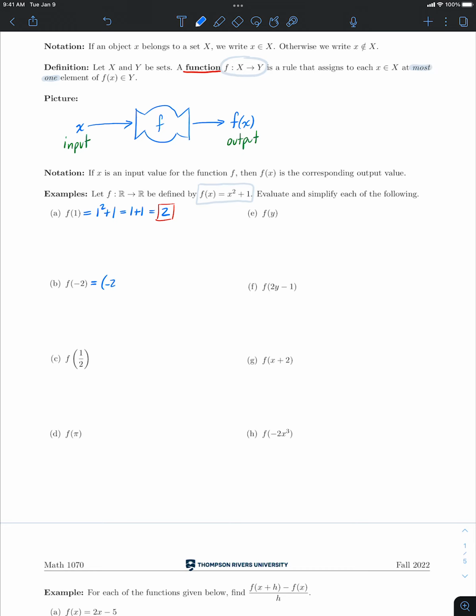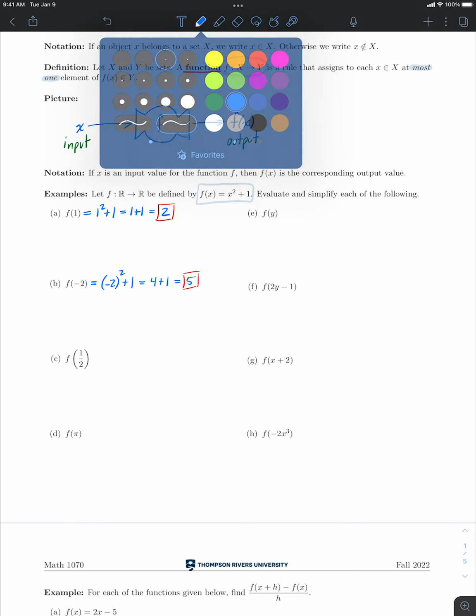We're going to say negative 2 squared plus 1. So, negative 2 squared, negative 2 times negative 2, that's going to give you positive 4. So you've got 4 plus 1, which is 5. So that tells you that f of negative 2 is equal to 5.